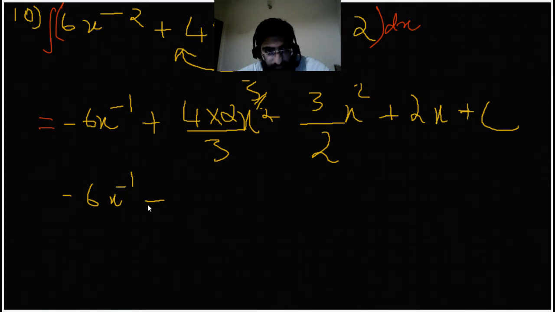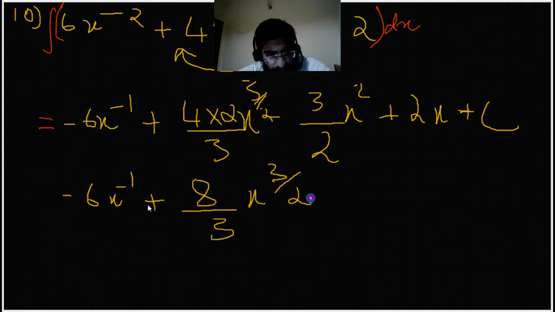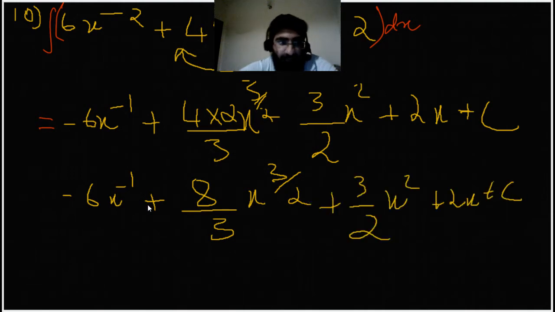4, 3. Wait, is it okay? You did 4 into, wait. 4, it's correct. It's correct. Okay. You're scamming me. I knew it. 4 into 2, 8 by 3 x by 2. Yeah, you get it. Right? Perfect. Next one, please.